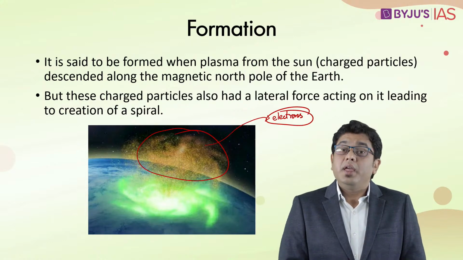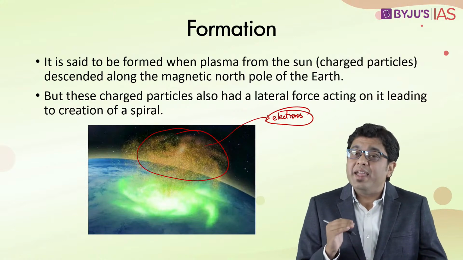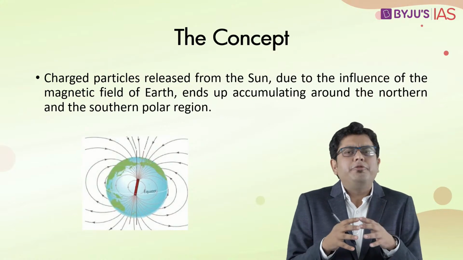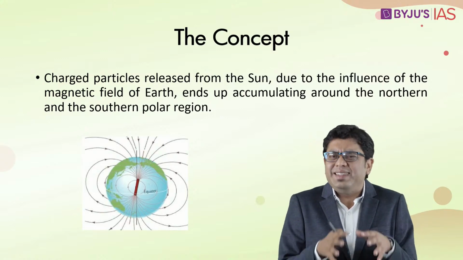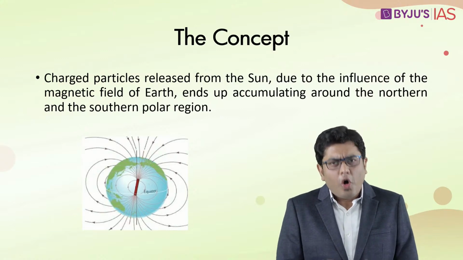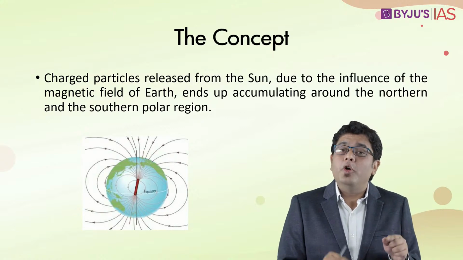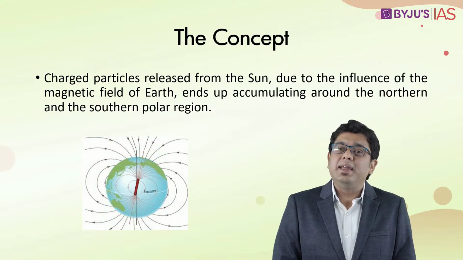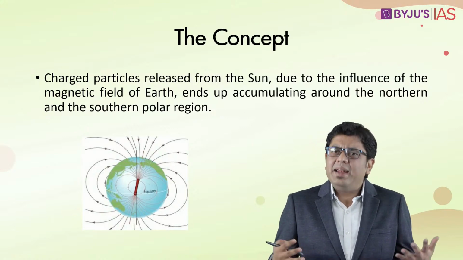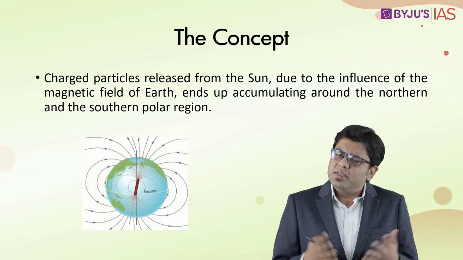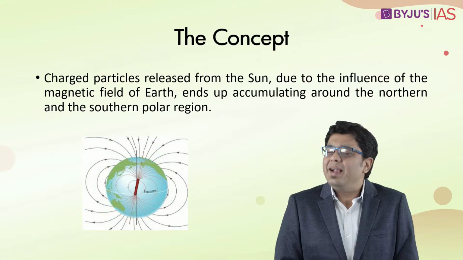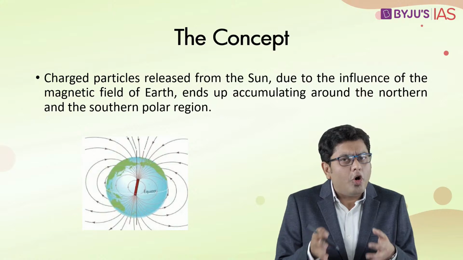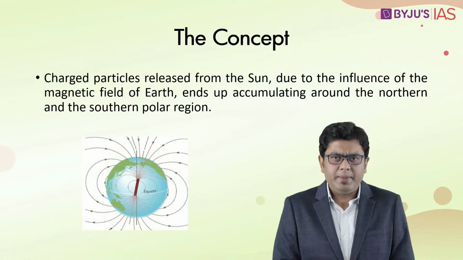All this is basically addressed if we understand the basic concept behind it. The concept behind the formation of these lighted phenomena, these lighted exhibitions, is based upon one key factor, and that is the Earth acting as a magnet. The planet that we live on acts just like a bar magnet. And just like a bar magnet has its own field, similarly, Earth also has its own magnetic field.